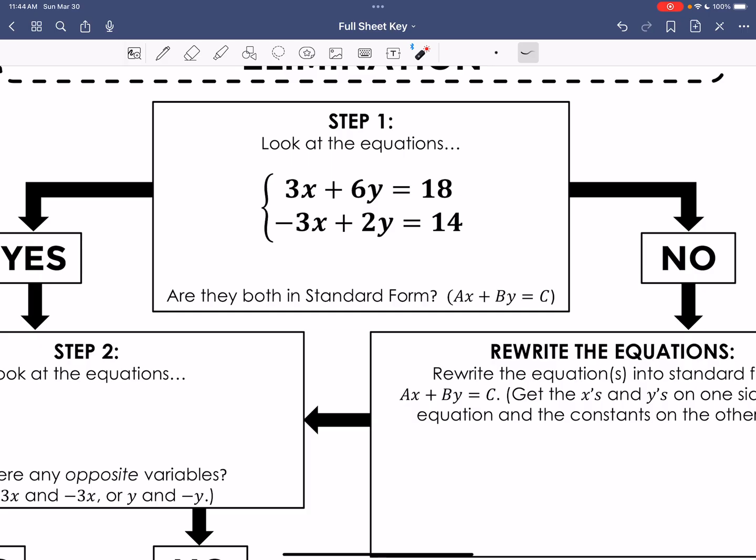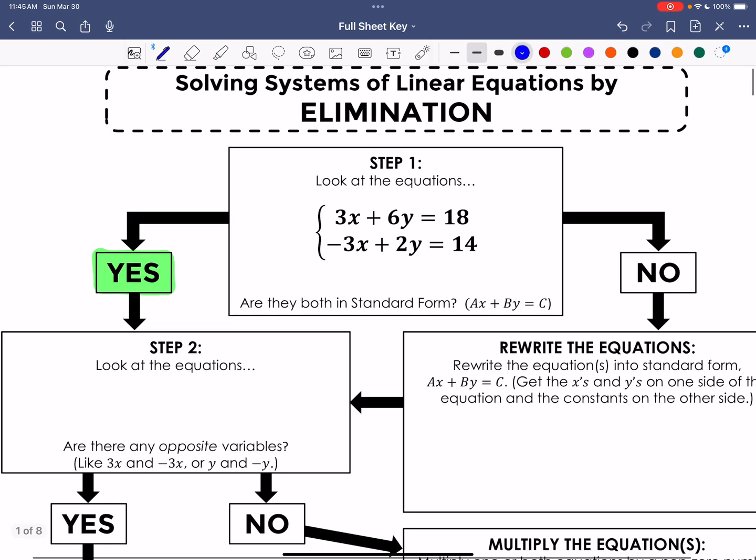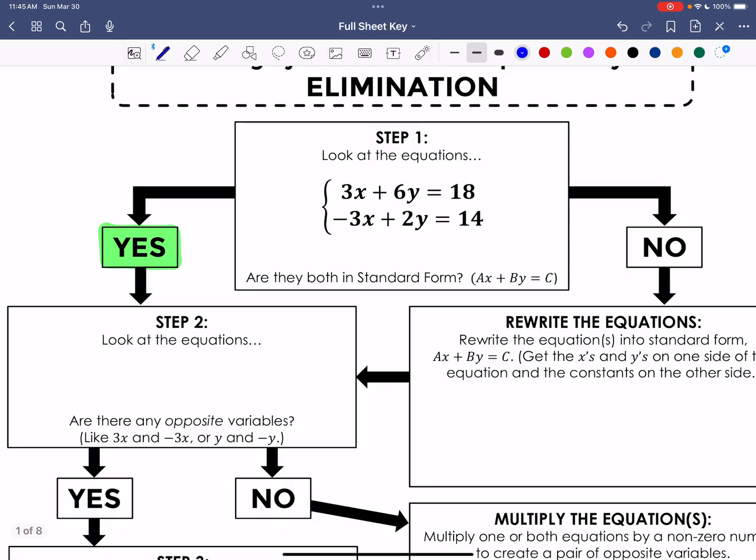So again, our whole goal is to end up eliminating a variable and an equation so we get something much simpler to work with. Looking at our first example, the very first question says, are both of our equations in standard form? Standard form is where x's and y's are on one side and the constant is on the other side. Our x's are aligned, our y's are aligned, and they equal the constant on the other side. So yes, indeed. The next question says, look at our equations, so go ahead and copy them back down.